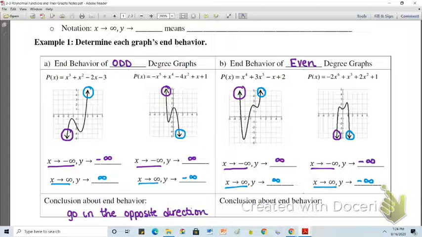So what can we conclude about their end behaviors? They always go in the same direction. So for odd degree functions, one's going to be up, one's going to be down. Even, they're both up or both down.